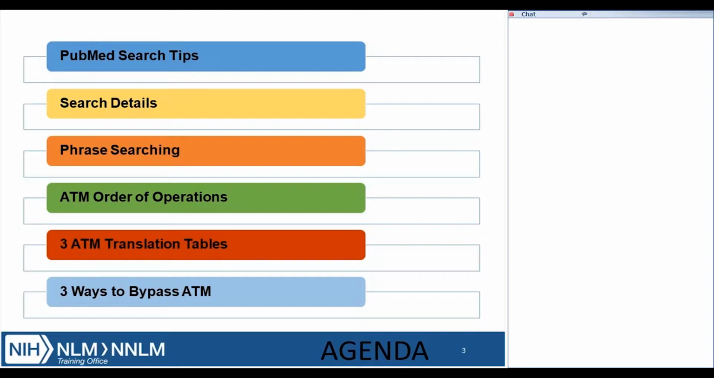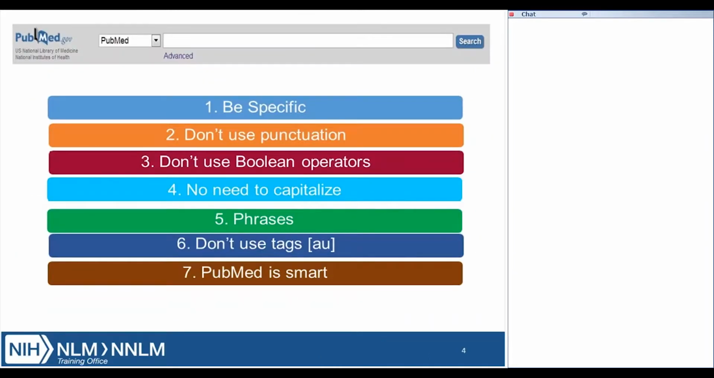ATM is PubMed's behind-the-scenes process that kicks in automatically when you enter search terms into the general search box without any sort of qualifiers such as a search tag or quotation marks. We'll also talk about the order and format that ATM follows and where PubMed looks to find your search terms. That said, I will also show you how to bypass ATM when it's not doing what you want. So let's start with those search tips.